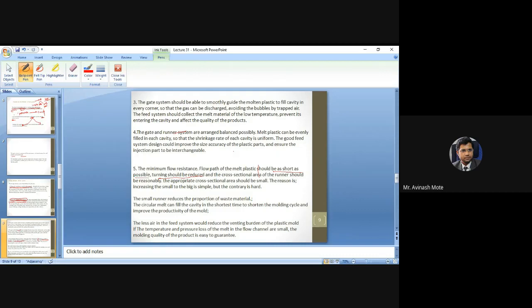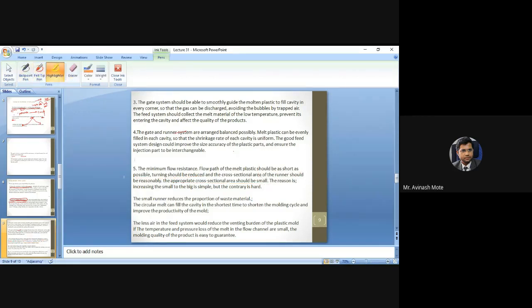The appropriate cross-sectional area should be small. What I told in the last also, the sprue and runner size should not be so large. What will happen? Material will be stored here unnecessarily. Wastage of material. With a small sprue and small runner size, material will flow easily. You will get the flow rate also properly. But when cooling starts, material can possibly settle inside this passage. To avoid that, the cross-sectional area should be small.